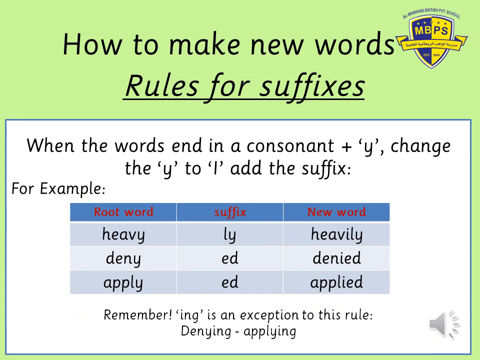Rule number 2. When the words end in a consonant plus y, change the y to i and then add the suffix. For example, we have the root word heavy. We will change the y of heavy into i, then we will add the suffix. Heavy would be heavily. Deny would be denied. Apply would be applied. Remember students, if you are using the suffix ing, then you will not follow this rule. For example, deny would be denying. Apply would be applying.